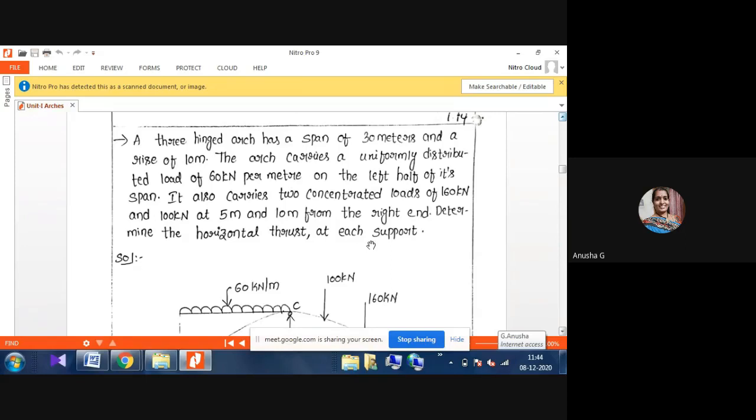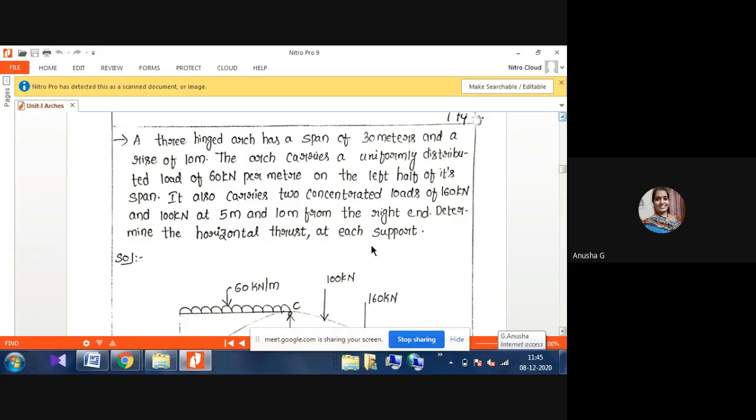Determine the horizontal thrust of each support. For this type of question, don't get confused. First, you have to draw the diagram correctly. Here they gave a three-hinged arch of span 30 meters. First, you have to draw the arch, with the span of 30 meters.